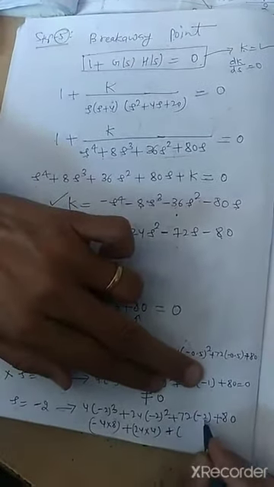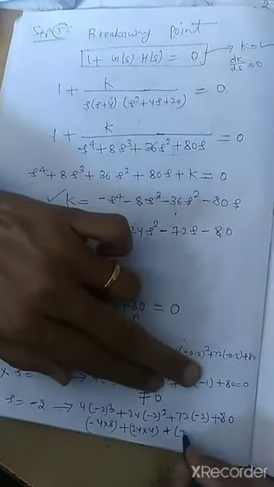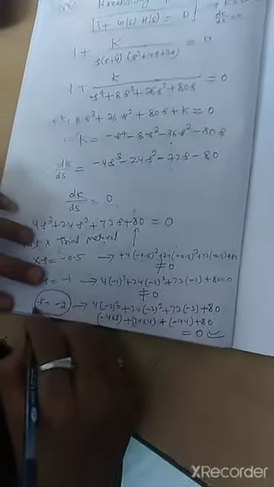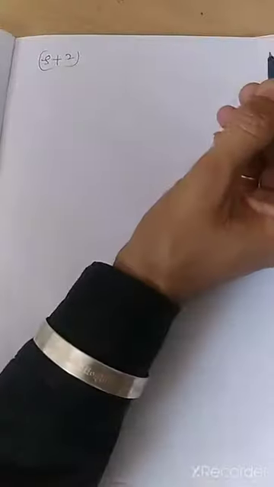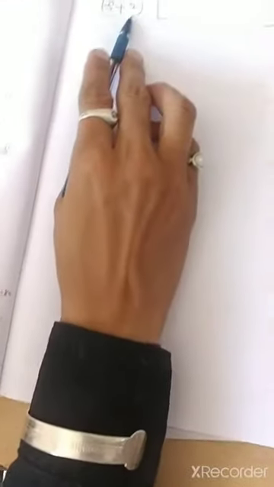Plus 72 multiplied by 2, that is minus 144, plus 80. So this will be equal to 0. Okay, so now s equal to minus 2 is the correct value. It means s plus 2 is one factor. So what are the rest of the factors? We will find out.